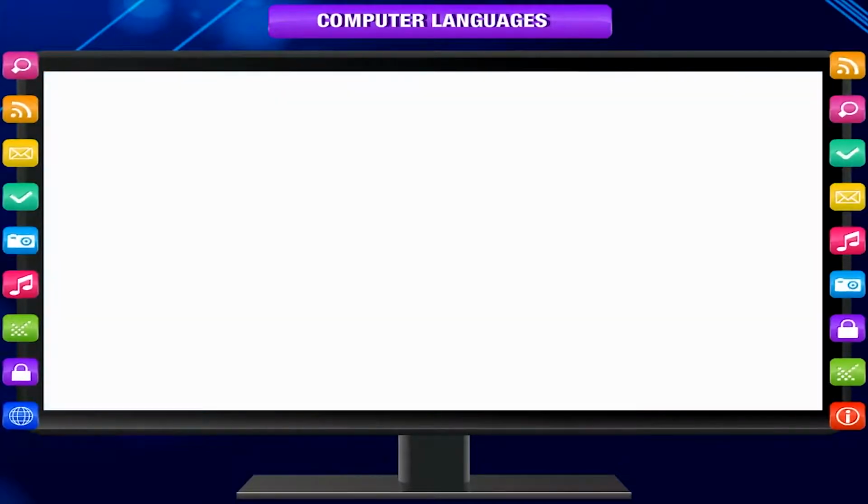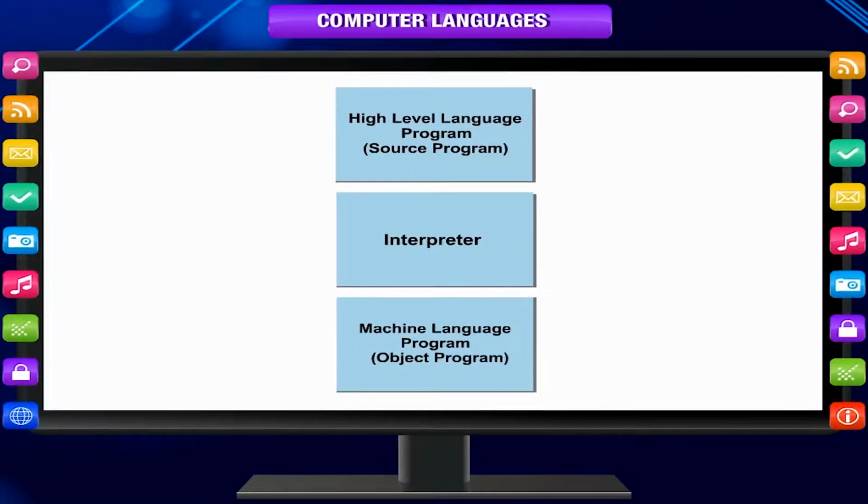Interpreter. Some high-level languages use interpreters to translate programs. Using interpreter, one instruction in the program is translated and executed. Then it takes the next instruction and translates it for execution. This way, each instruction is translated and executed one by one in turn.